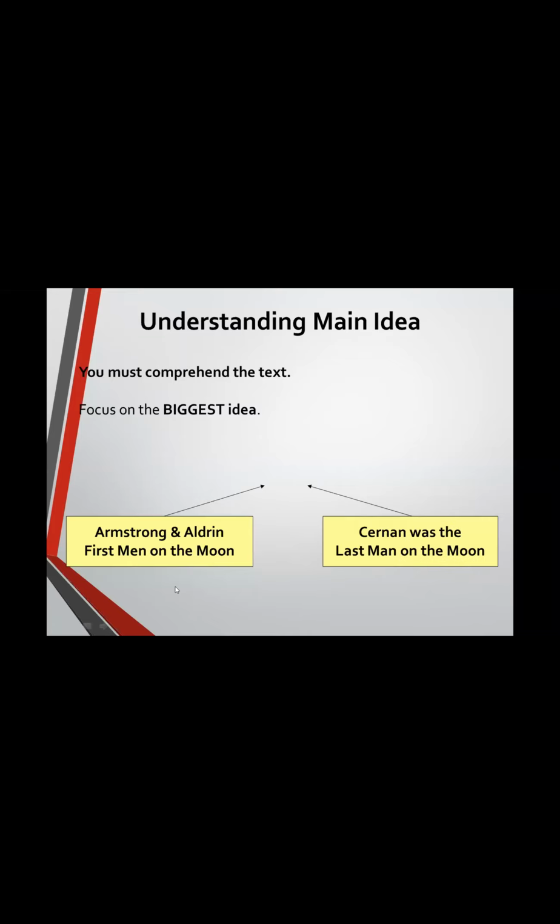So this is what it is. There are so many things given in this passage. One is Armstrong and Aldrin, first men on the moon. Information is Cernan was the last man on the moon. Information is 12 men have walked on the moon. So what is the idea here that the writer is trying to tell us?